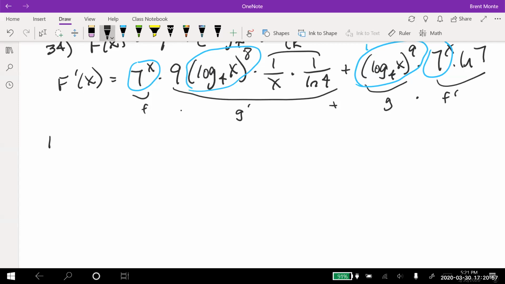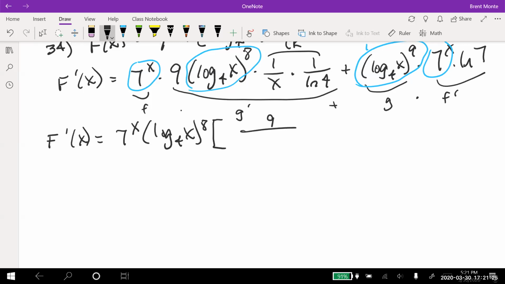So let's factor it out. Capital F prime of x equals, pull out the 7 to the x. Those are gone from both. Also pull out log base 4 of x to the 8th power. And then let's see what we have left. Again, I'll put brackets. You can put parentheses if you don't like the brackets, but I've got both of the blue circles in the first one. I've got the 9 left, and then I've got that other stuff from the chain rule. So I'm going to have 9 on the top. The bottom is going to be x ln of 4.